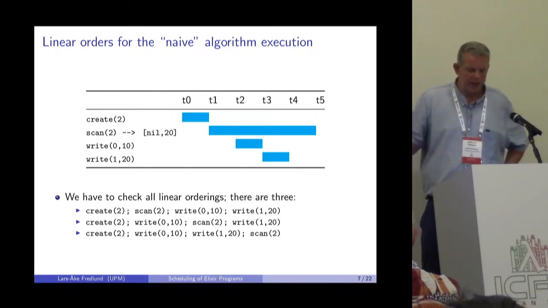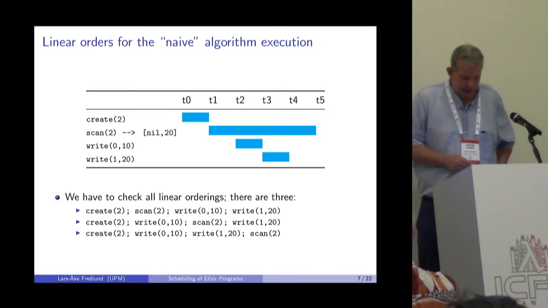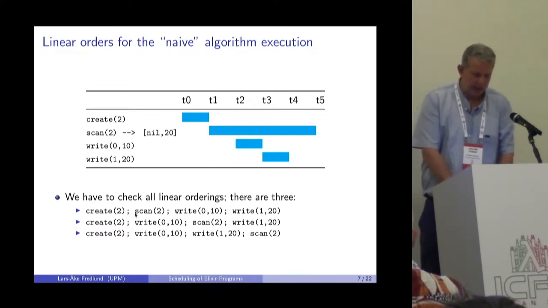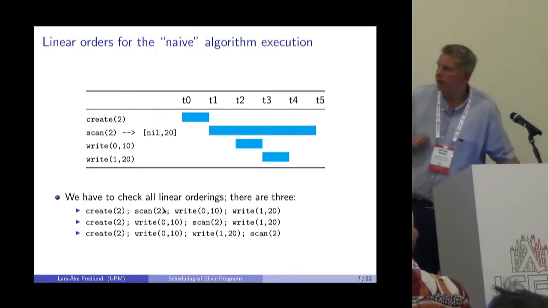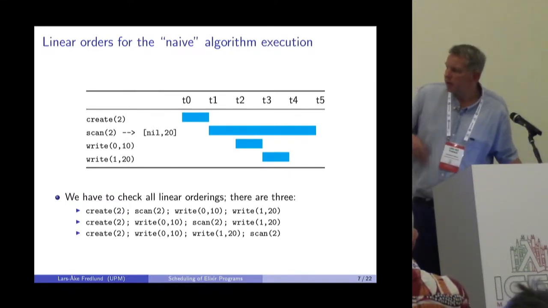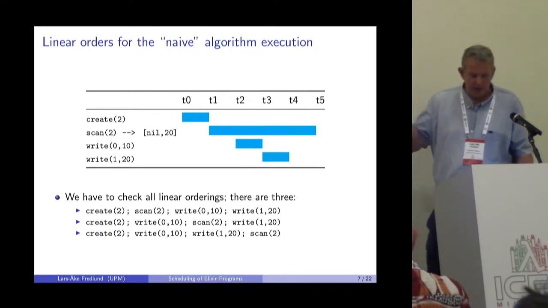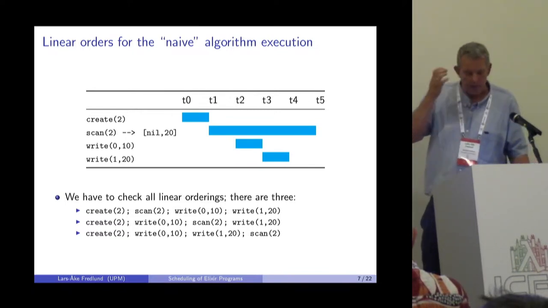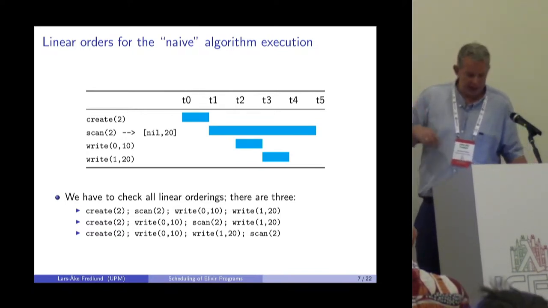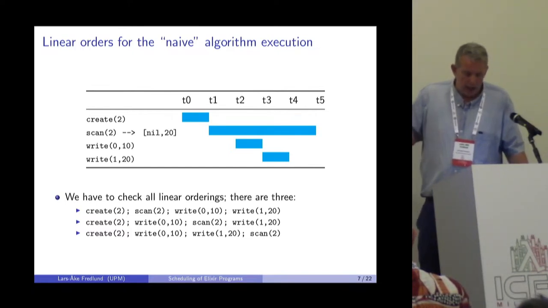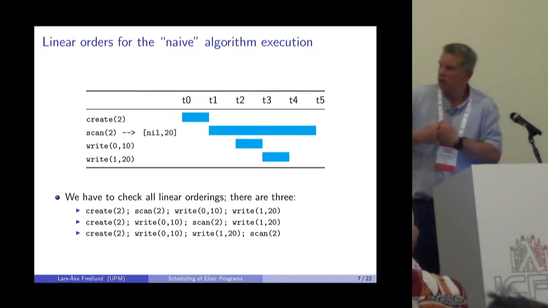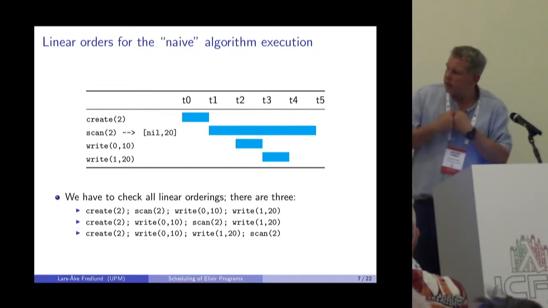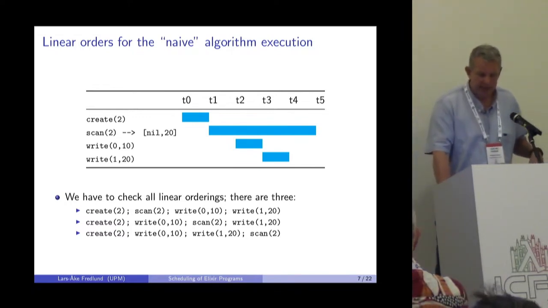Maybe the scan operation was run first. So the first one, we have scan here, scan 2. Well, that's cool. And then we have the write operation to the 0 position and the first position. And our alternative is that the write to the 0 position occurred first, and then the scan. And the third alternative is that the second write occurred before the scan as well. So we have to check if any of these executions can produce the result that scan returns nil 20. Okay? So that's our task.